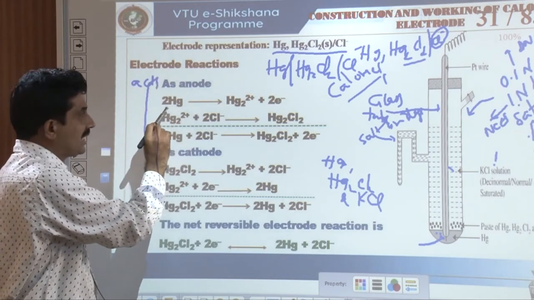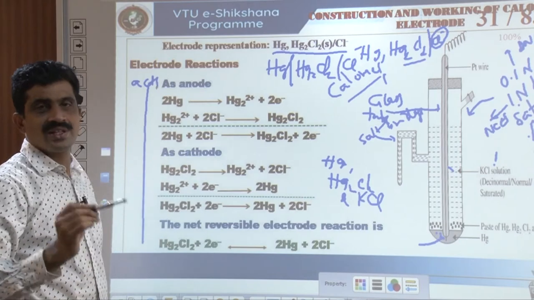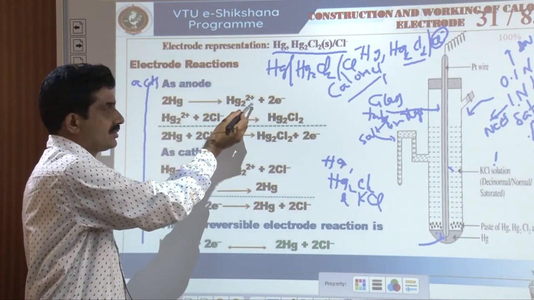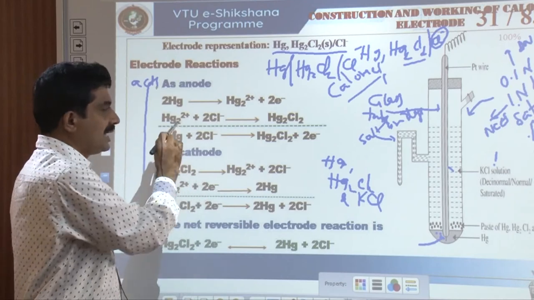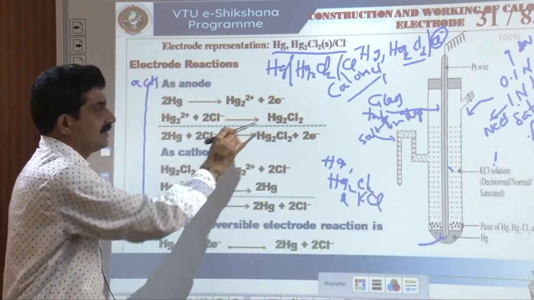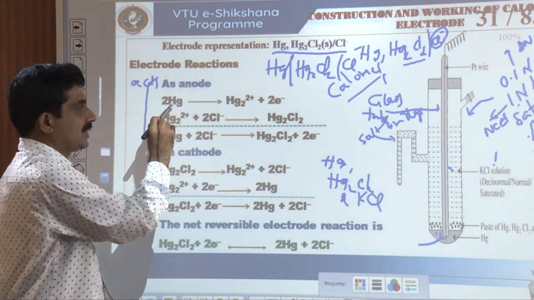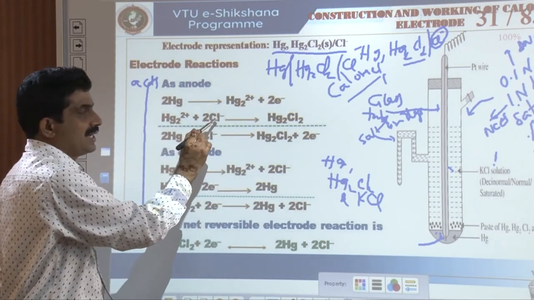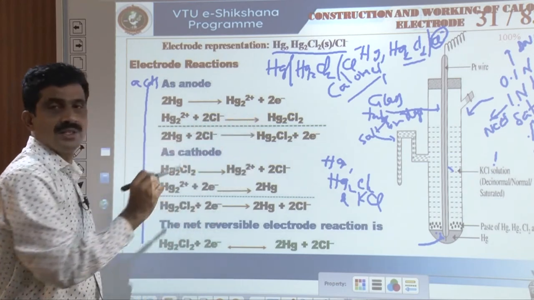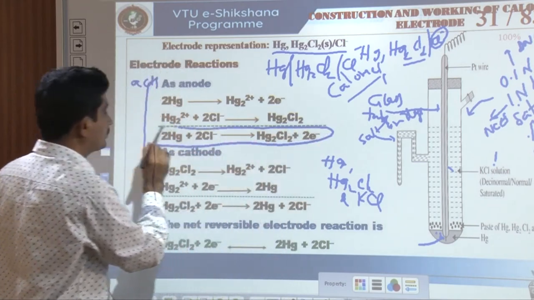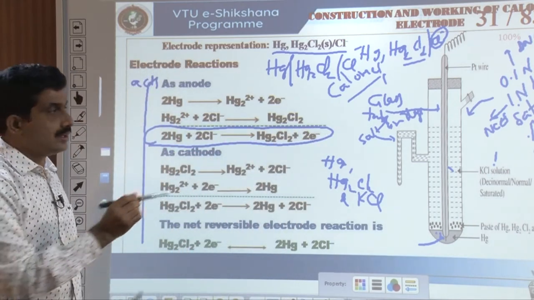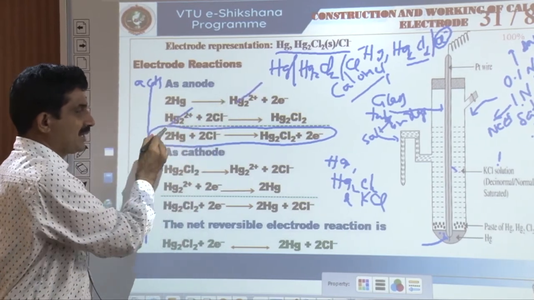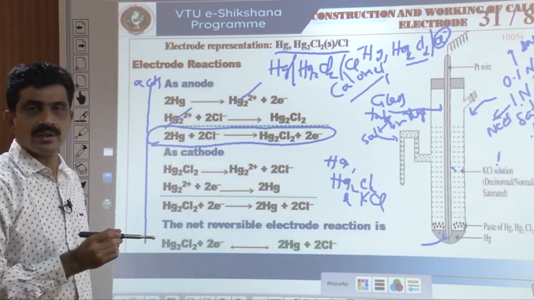when the calomel electrode acts as anode, see, mercury Hg undergoes oxidation. The anode reaction is oxidation. Therefore, Hg forms Hg22+, and electrons are released. Hg22+ combines with the Cl minus ions of the electrolyte to give Hg2Cl2. So this is the net anodic reaction. If the calomel electrode acts as anode, 2Hg plus 2 Cl minus give Hg2Cl2 plus 2 electrons.